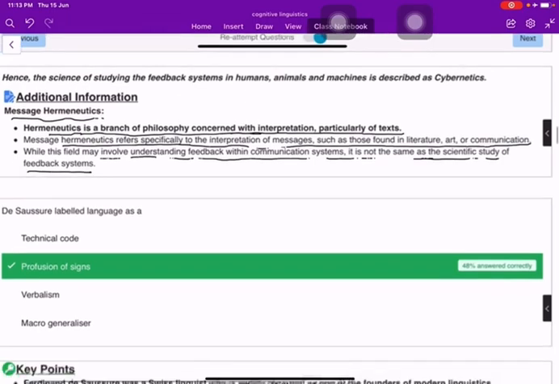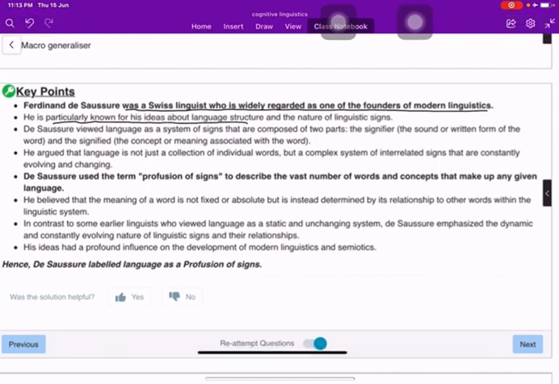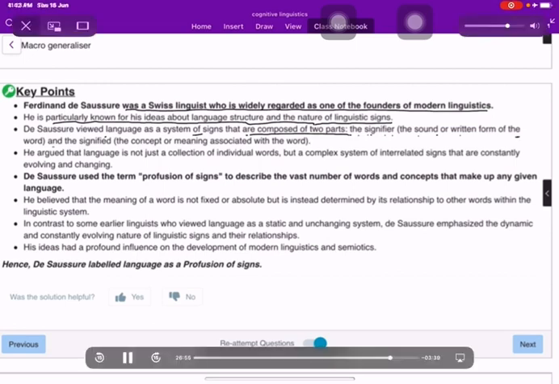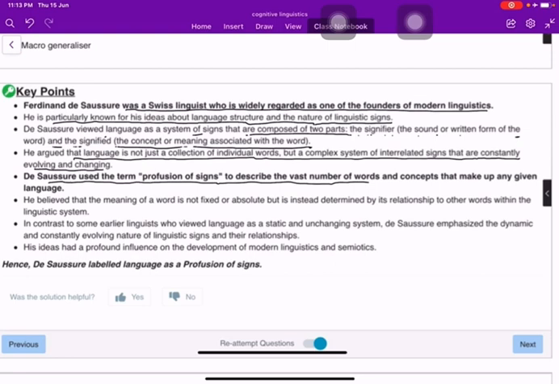Now, he is particularly known for his ideas about language structure and the nature of linguistic science. De Saussure viewed language as a system of signs composed of two parts: the signifier, the sound or written form of the word, and the signified, the concept or meaning associated with the word. He argued that language is not just a collection of individual words but a complex system of interrelated signs that are constantly evolving and changing. De Saussure used the term profusion of signs to describe the vast number of words and concepts that make up any given language.